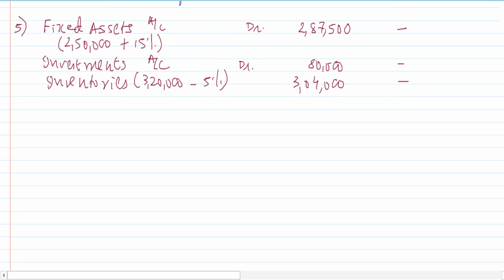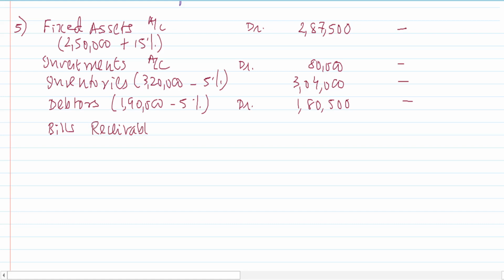We take over the debtors. They have given trade receivables. You just see in the additional information, that's where the breakup is given. We have to reduce the debtors also by 5%: 1,80,500. Bills receivable account debit, 20,000 as it is.